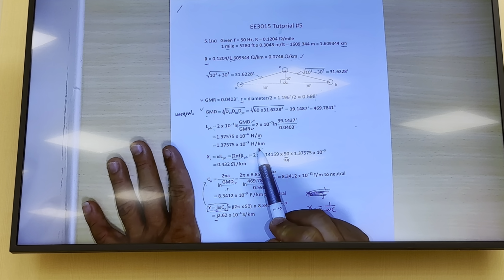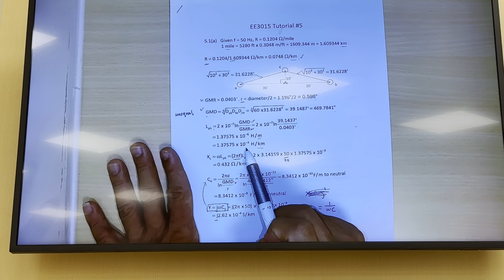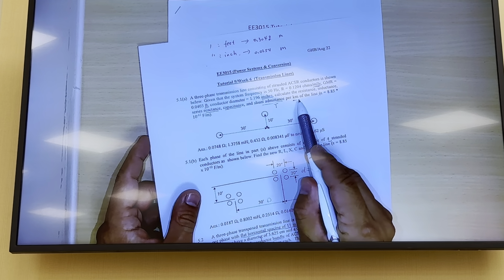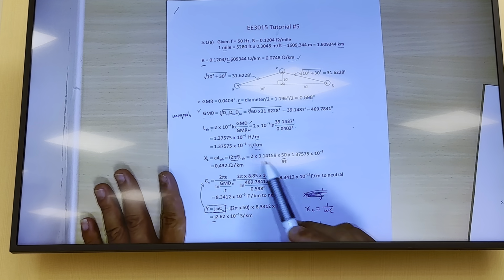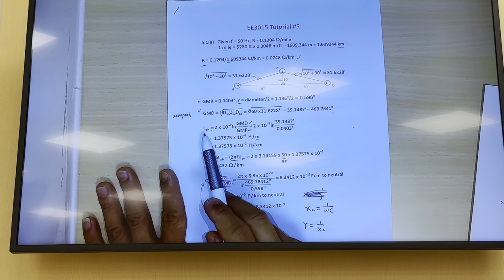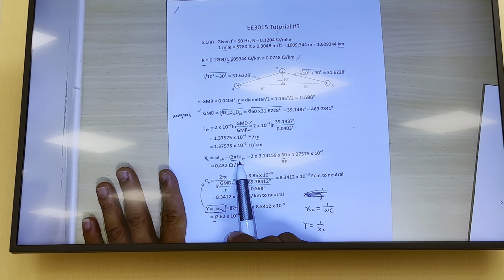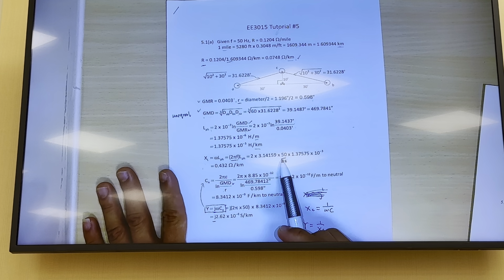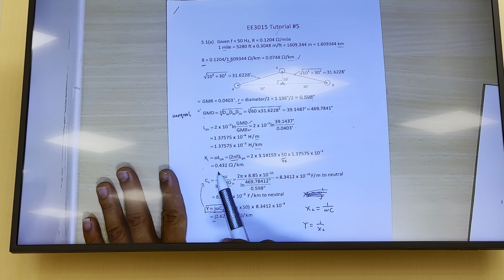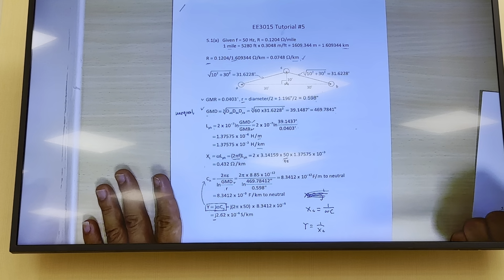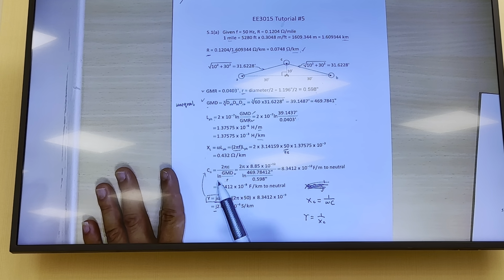But what is asked is Henry per kilometer. So you also need to multiply by 1,000 to convert this value to Henry per kilometer. Right? This is what's needed, the per kilometer value. So this is L. Now, as I said, this is inductance. How about the reactance? Reactance is 2 pi f times L, right? Where f is 50 hertz. So this is your reactance, 0.432 ohm per kilometer. Very straightforward. There is no difficulty. Just follow the steps. Right? Next is the capacitance.